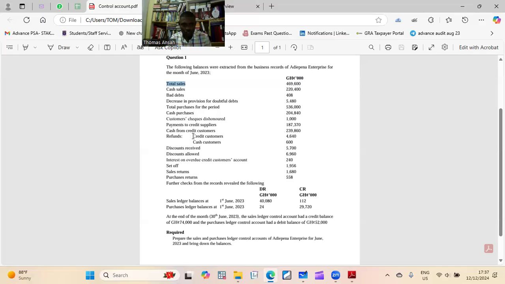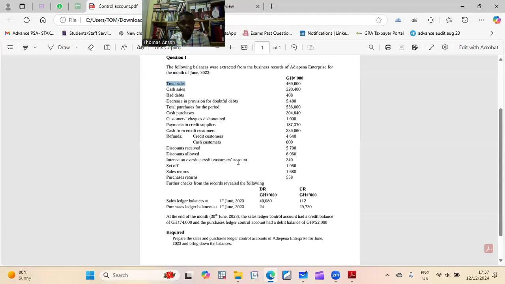Then we have refunds. This refund is to the credit customer, so where will it be? The debit side of the sales ledger. What about the cash customer? We are not interested in that, because cash customers are not recorded in the ledgers. Don't forget, they don't even go to the day books. Discount received, the debit side of the purchases ledger. Discount allowed, the credit side of the sales ledger control account.